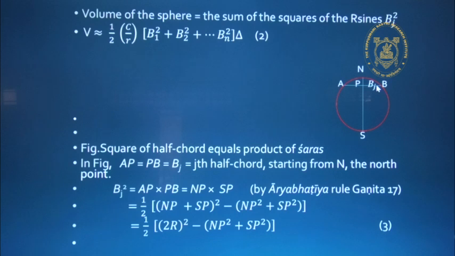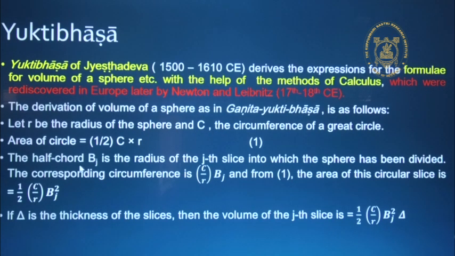Its radius is bj, and it is actually a half chord. AB is the chord for the bigger circle, and therefore bj is the half chord, the radius of the jth slice into which the sphere has been divided. The corresponding circumference according to this formula is C by R into bj. The area is half into circumference, half into C by R into bj square. Delta is the thickness of the slice, so multiplying by that thickness, we get the volume of the jth slice alone as half into C by R into bj square into delta.